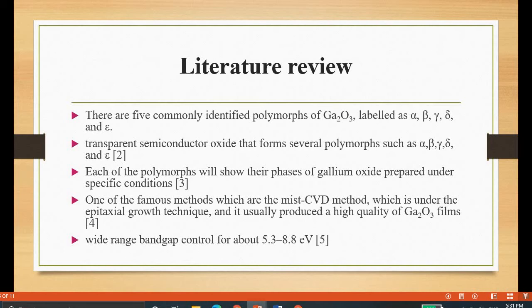As for the mist CVD that I would like to mention, this technique is really cost effective. It is very simple to set up, and it also has vast potential for multi-wafer and large-scale growth apparatus.